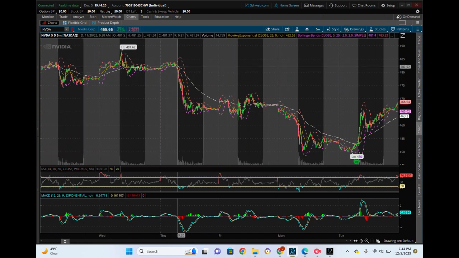Same thing for right here. The gold crosses below the white, and then we have a downward trend for that whole day. Over here we have the gold cross above the white, indicating that we have an upward trend. And as we can see for that whole day, we had an upward trend.